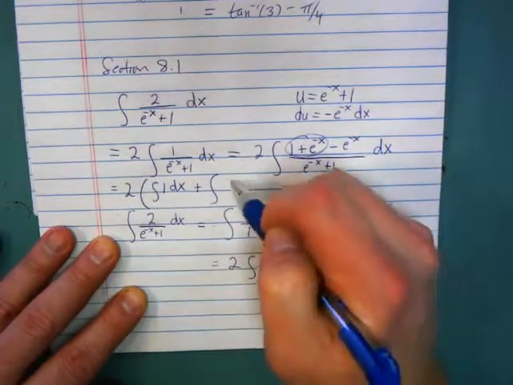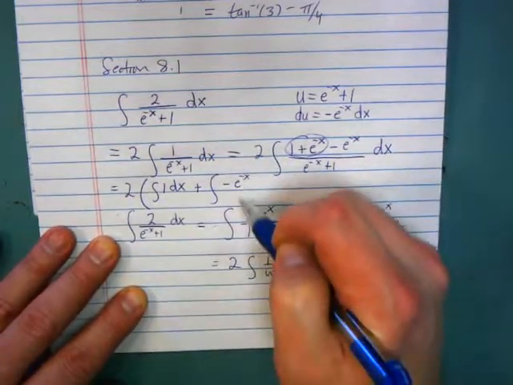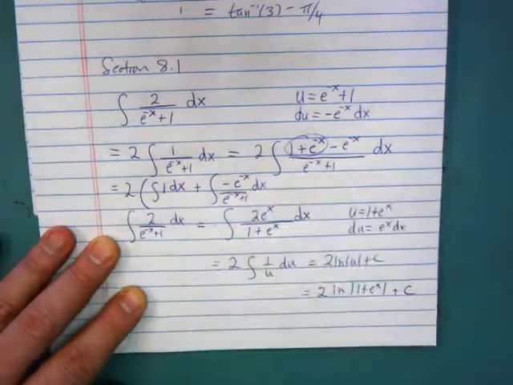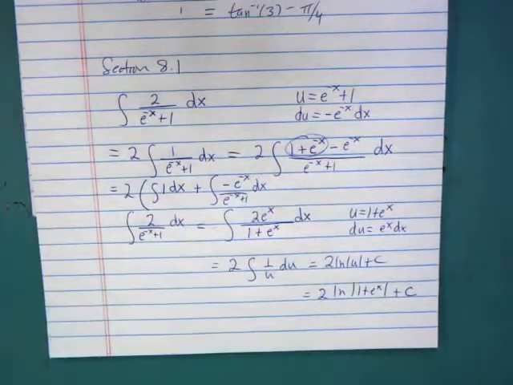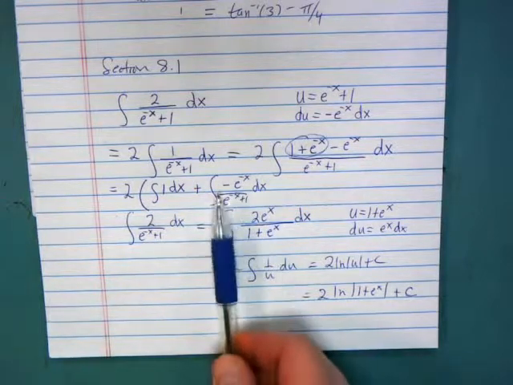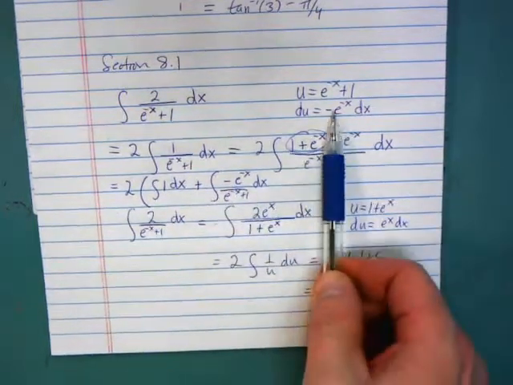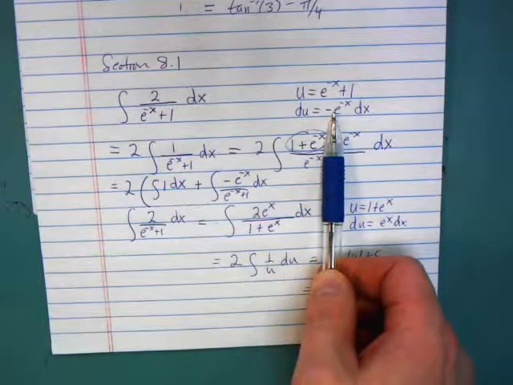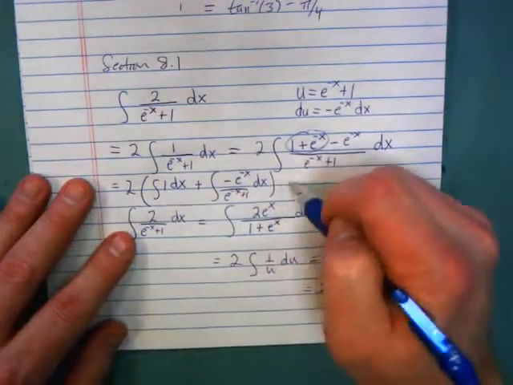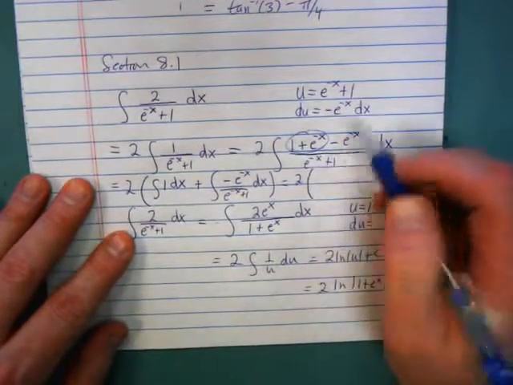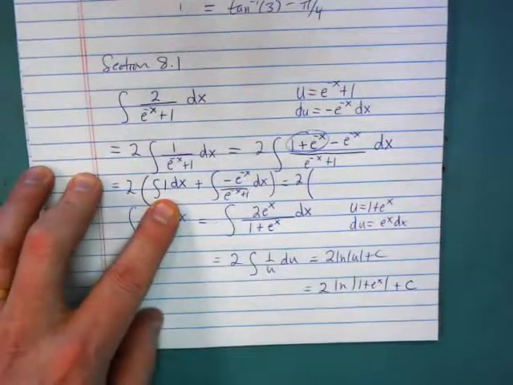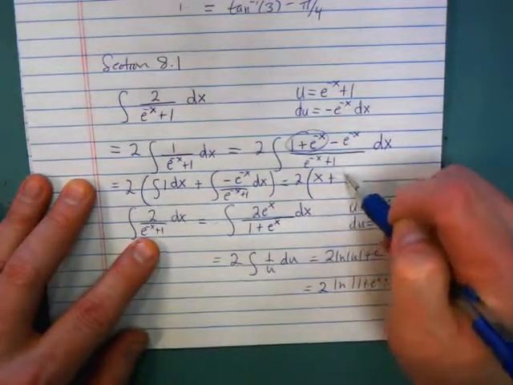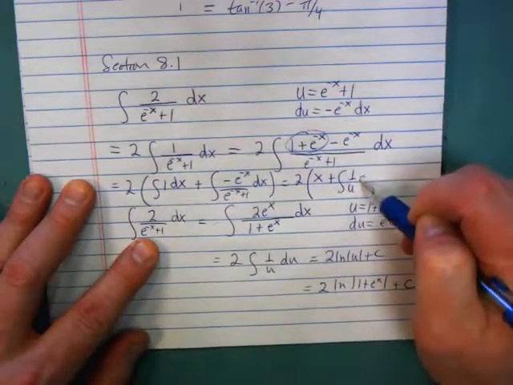plus integral negative e to the negative x over e to the negative x plus 1. I could pull the negative out, or I can leave it right there because it matches perfectly with my du. So this becomes 2 times, what's the integral of 1? x plus the integral of 1 over u du.